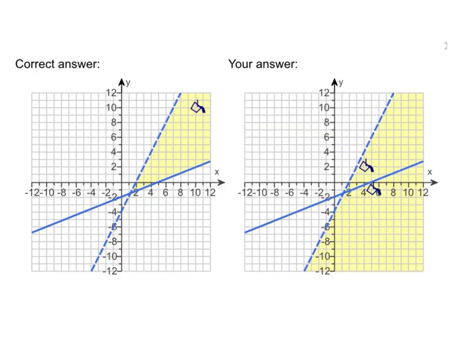Here I have the correct answer, which is the answer that we just graphed, and then your answer, which you plotted in MyMathLab. So everything looks to be correct. You plotted the lines correctly, but you shaded incorrectly.